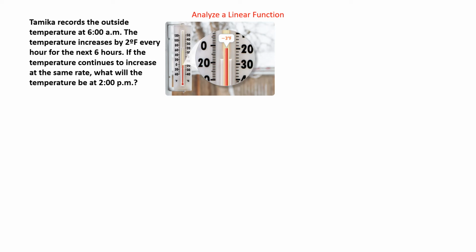So she records the temperature, and at 6 a.m. it is negative 3 degrees Fahrenheit. We're going to start the day times 0 equals 6 a.m. We have it increases by 2 degrees Fahrenheit every hour. That's the slope. Remember, the slope is the rate of change. It increases 2 degrees Fahrenheit every hour. That's 2 degrees Fahrenheit per hour. That's a rate. And so that's our slope.